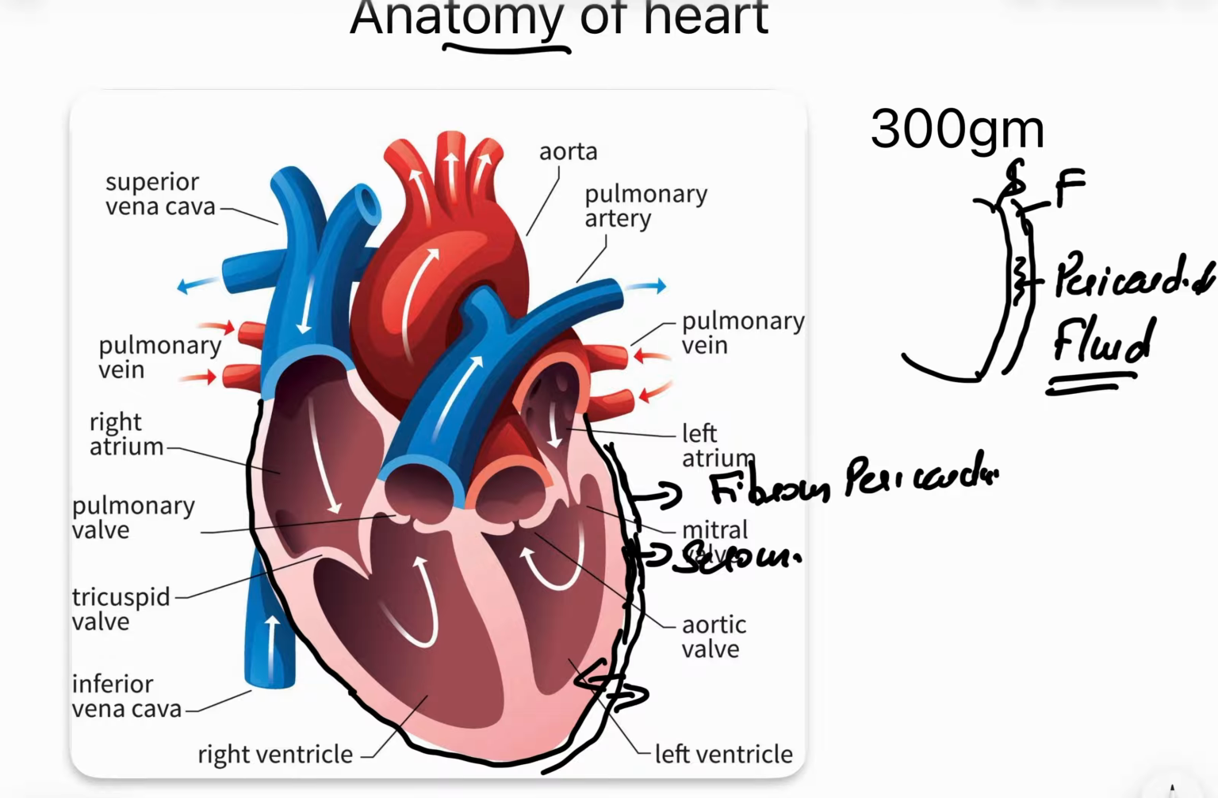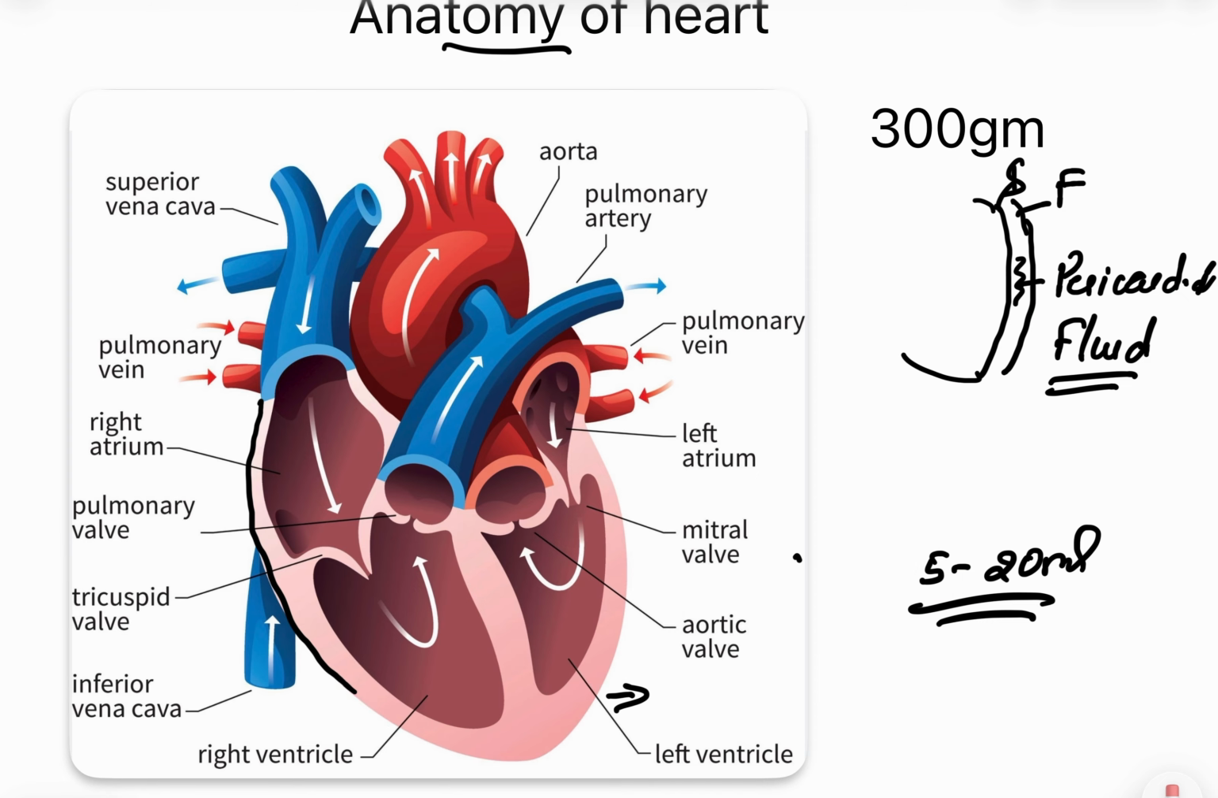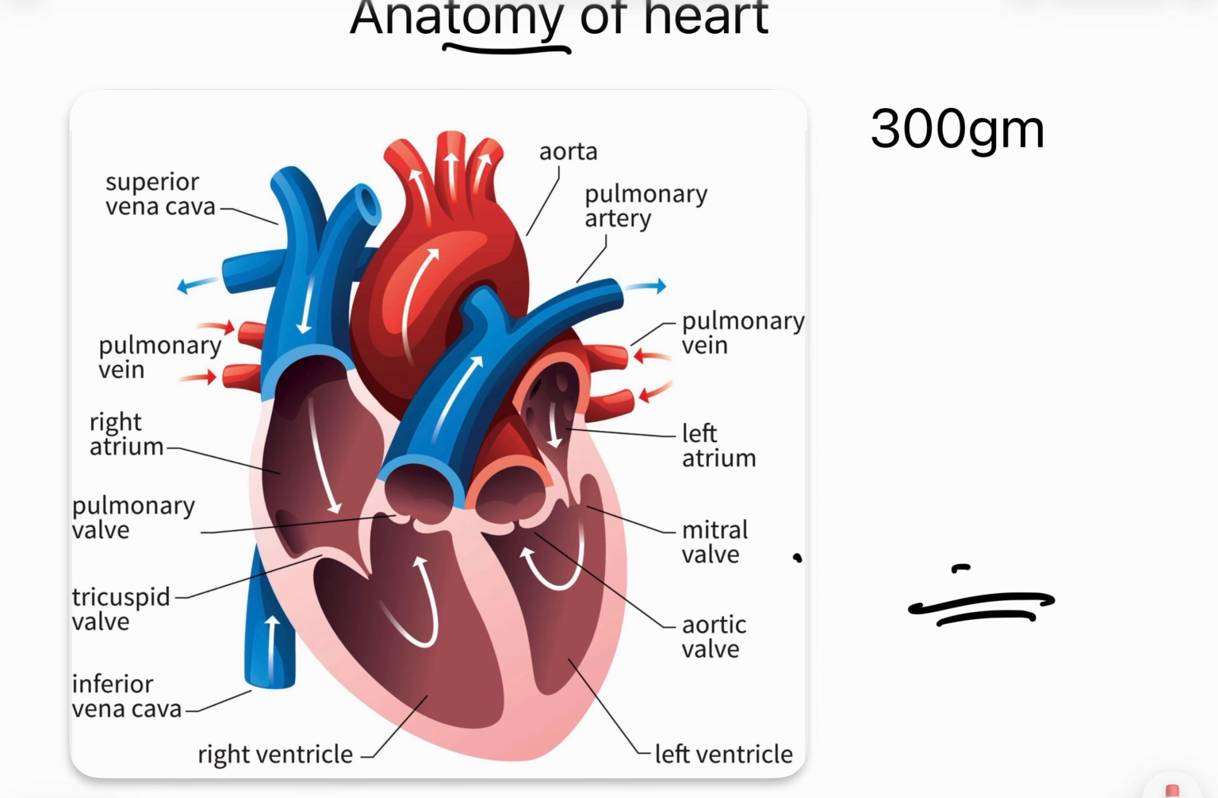A question has been asked once for a state government examination. The question was, what is a normal volume of pericardial fluid? The normal volume of pericardial fluid is 5 to 20 ml. Did we get the question from here? And what will happen if there is an increase in the pericardial fluid? That is a disease condition called cardiac tamponade.